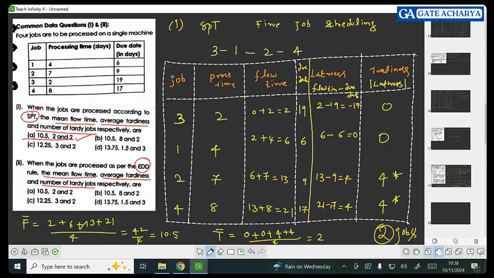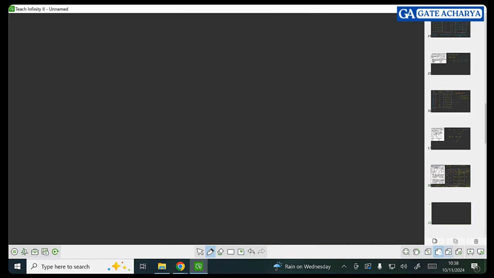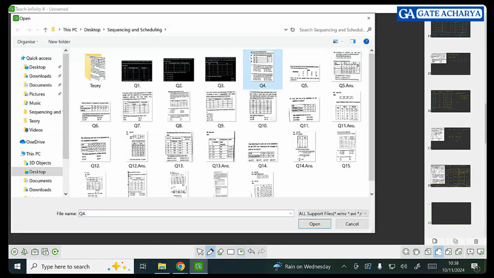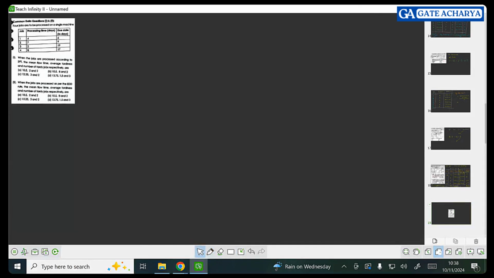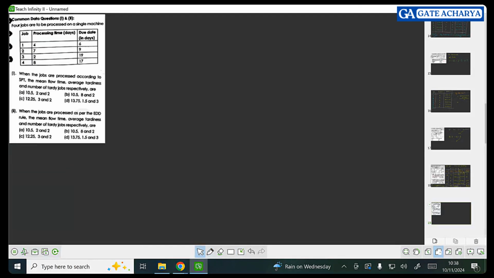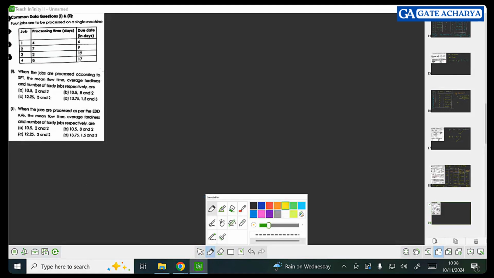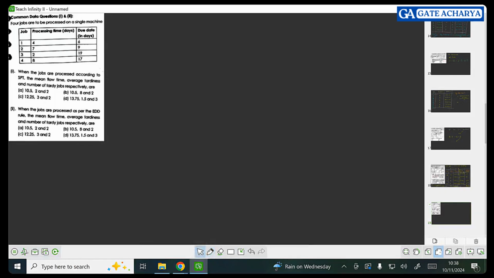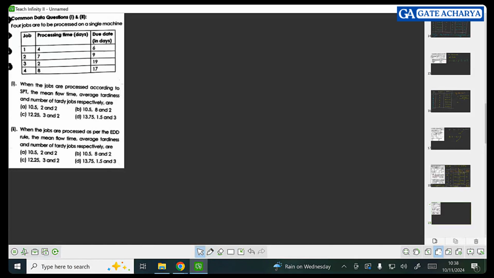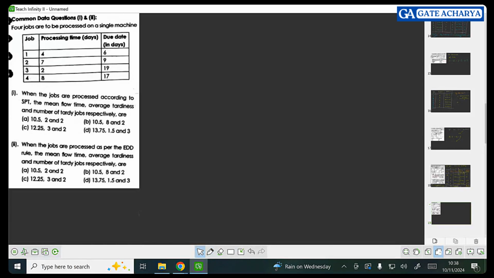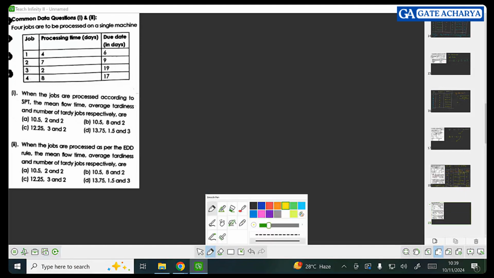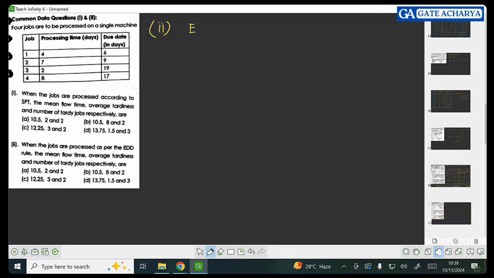Okay, right. Next is... don't take it lightly because they are easy, but see, practice is also needed, right? Now next, here the second one we will solve. So next problem I'm expecting from your side, guys. Right. Now here second question, then EDD rule.